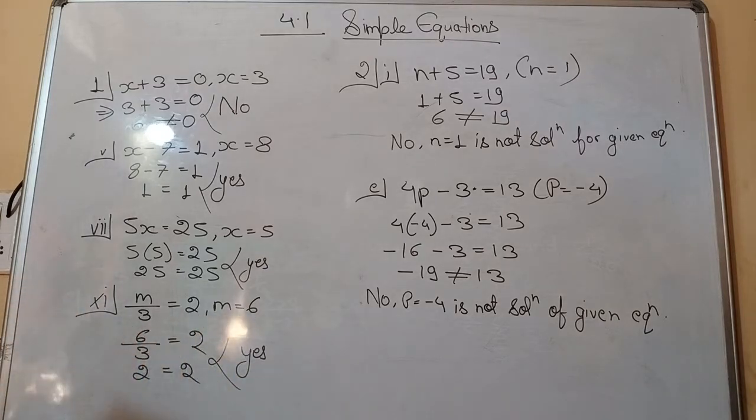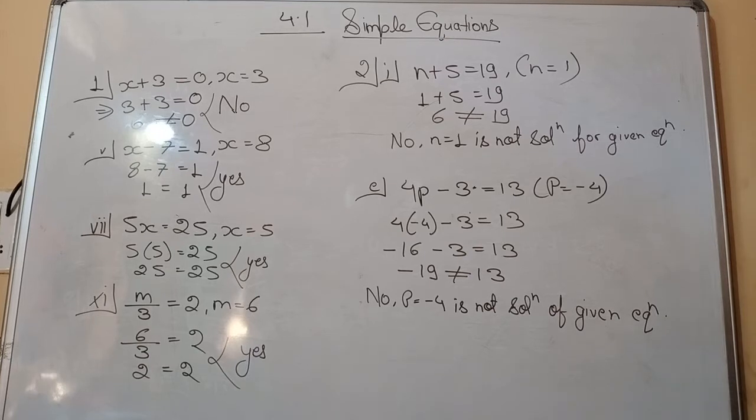So this is how you have to solve all the further options of question number 1. Now in question number 2 also we have to do the same thing, that values in the brackets are given and we have to put those values in the equation. And after that we have to check whether the given value in the bracket is correct or not, or whether this is the solution for the equation or not.